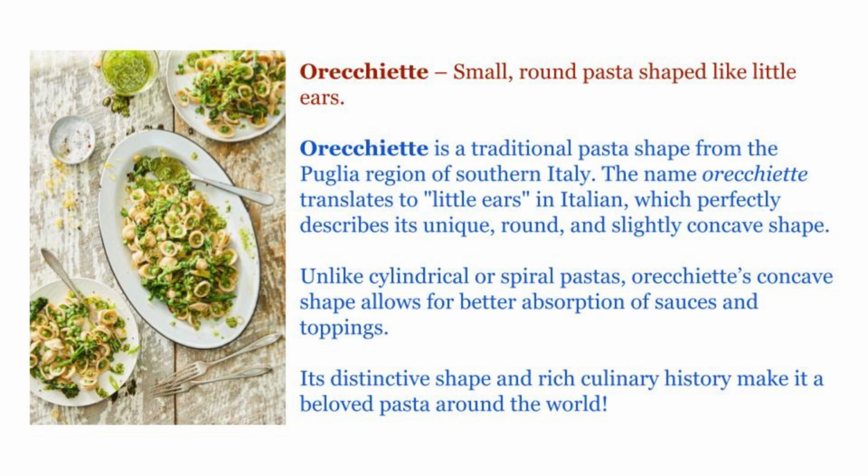Orecchiette, small, round pasta shaped like little ears. Orecchiette is a traditional pasta shape from the Puglia region of southern Italy. The name orecchiette translates to little ears in Italian, which perfectly describes its unique, round, and slightly concave shape. Unlike cylindrical or spiral pastas, orecchiette's concave shape allows for better absorption of sauces and toppings. Its distinctive shape and rich culinary history make it a beloved pasta around the world.